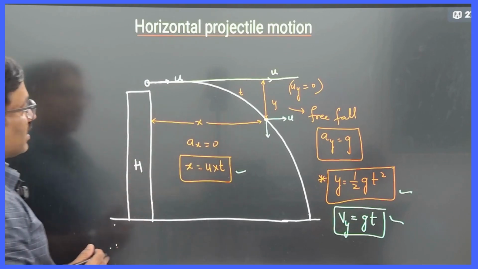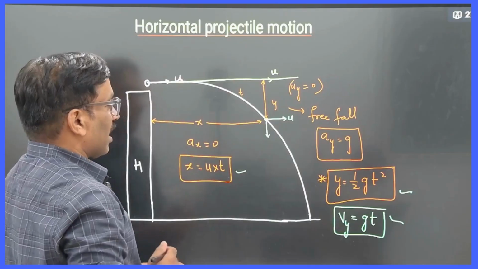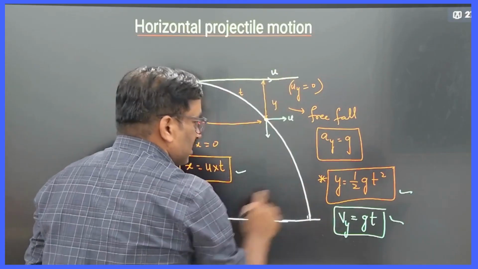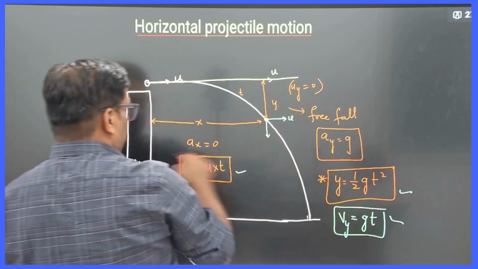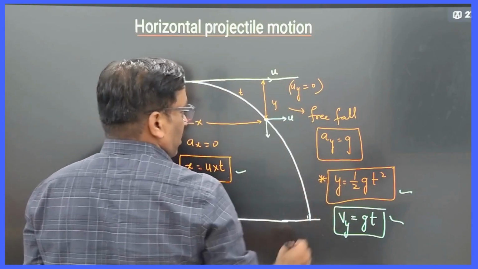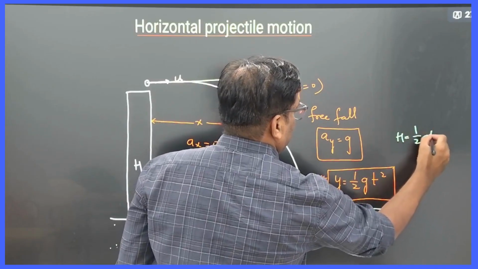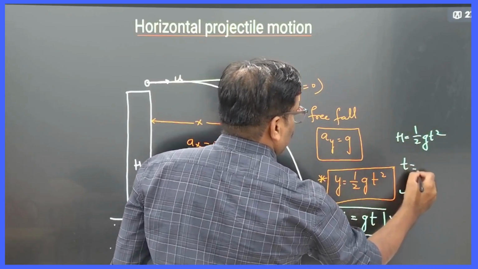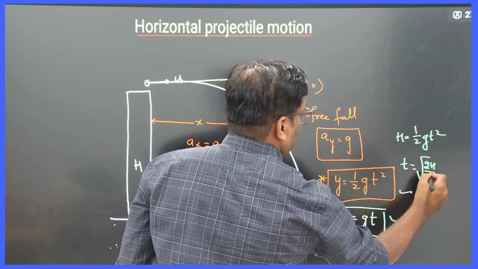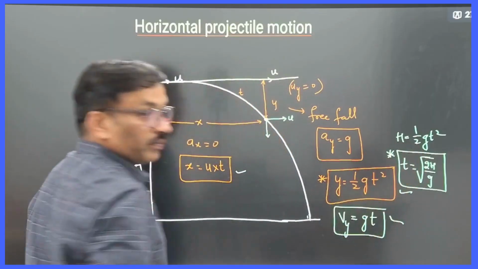Let us write down. First of all, let us calculate how much time is taken to reach the ground. The vertical distance it will travel is this height. So you can substitute your height: h is equal to half g t square. So t is equal to square root of 2h by g. This is the time taken to hit the ground.